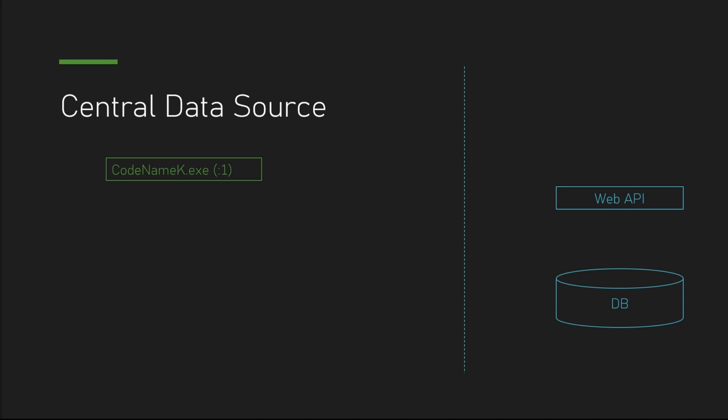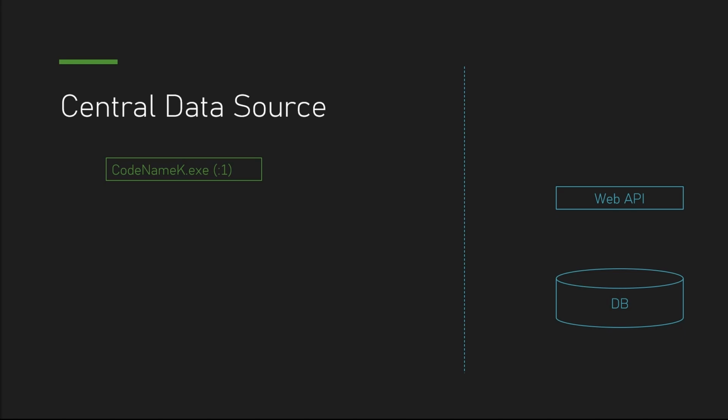Traditionally, when we build an application that mainly deals with data, we would use a central data source model. On the abstraction, CodeNameK would look like this. On the left, there would be the client of CodeNameK running on the user's PC. There might be a little bit of cache on the client side, but conceptually, there's no data there.